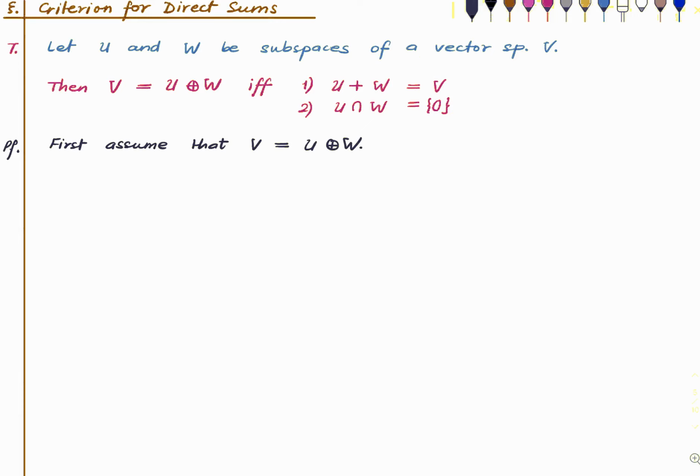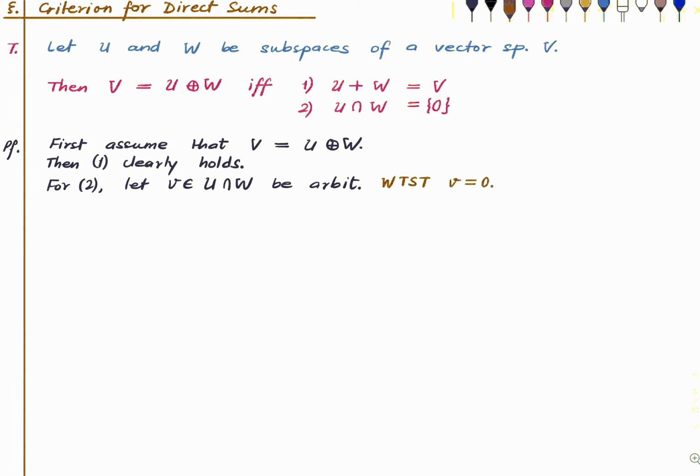But 1 clearly holds. Immediate from the definition of direct sum. 1 clearly holds. Let's argue 2. So suppose for 2, suppose we have some vector in the intersection. We want to show that V is 0. We want to show that this is 0, but not that.